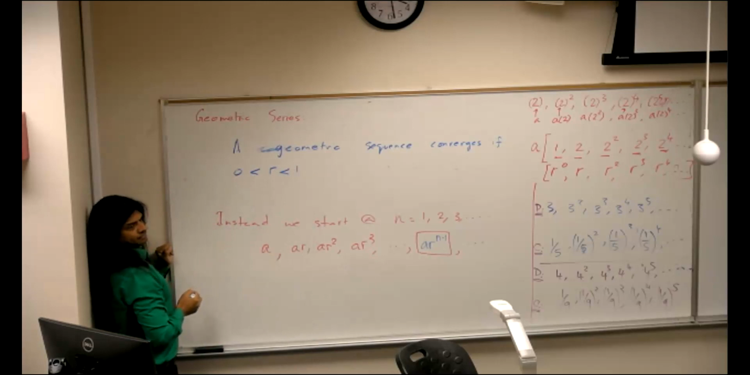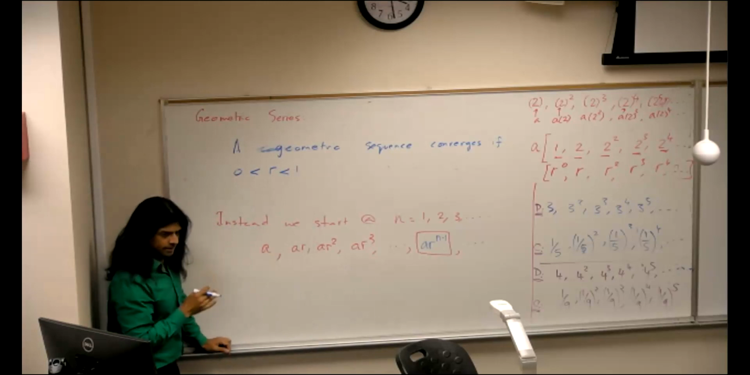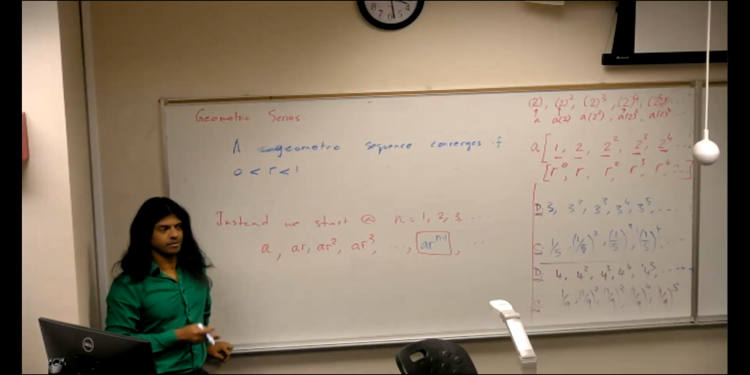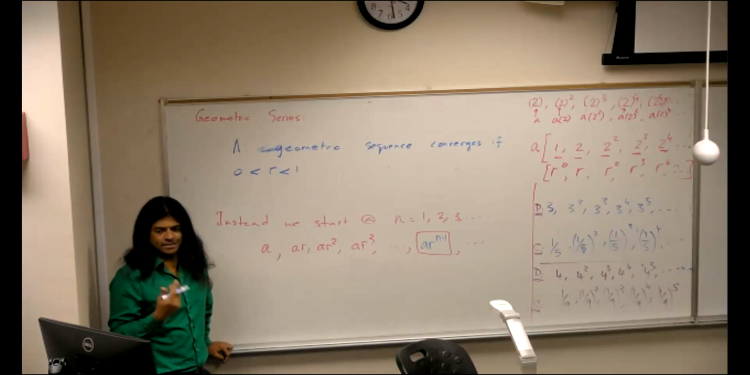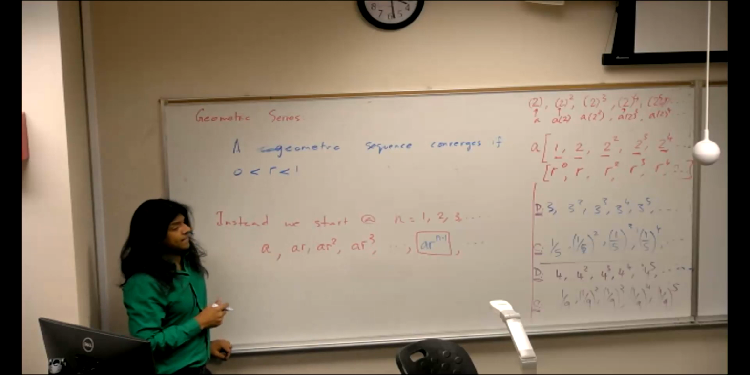Good. It has to be between 0 and 1. It cannot equal 0 because if the ratio is 0, you're not going anywhere, right? It's just a sequence of zeros. It cannot equal 1 because it's not converging.